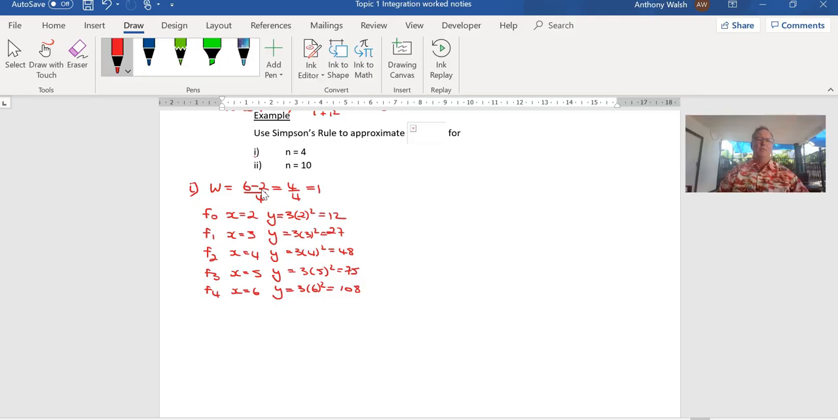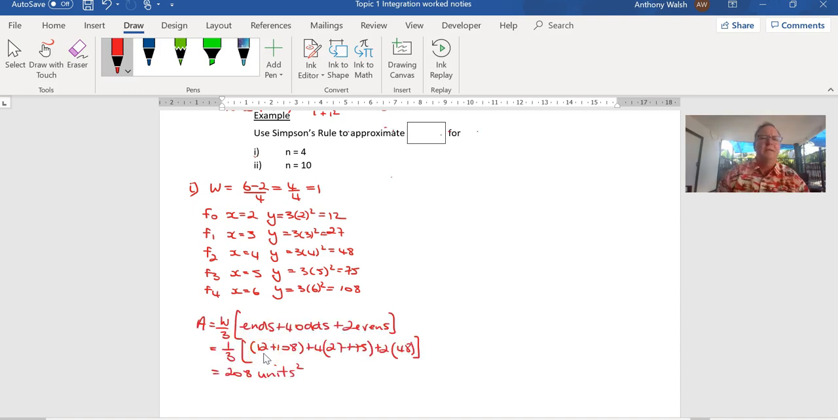And the next one, f1, would be 2 plus 1, which is 3. x is equal to 3. Sub that into my function, I get 27. The next one, f2, is 3 plus 1, which is 4. Sub that in, I get 48, and so on. By numbering them and naming them F0, 1, 2, 3, and 4, I can tell which ones are my evens and my odds.